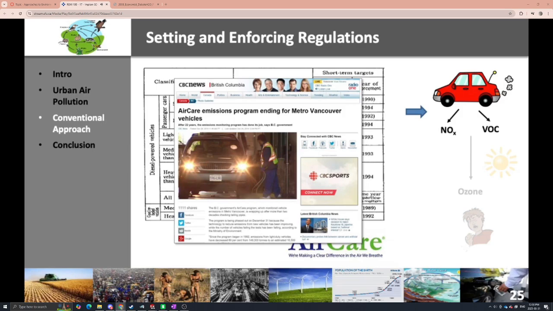We didn't need to test every car anymore because all the cars, or the vast majority of them anyways, were passing. And what happens then is the program, the Air Care program itself, became too expensive to run for the marginal benefit that it provided. So it's a good news story in terms of things improving.